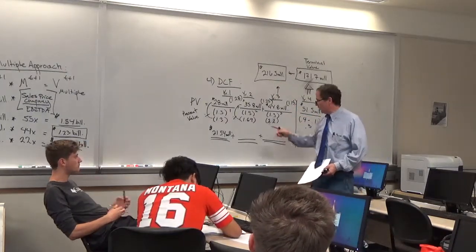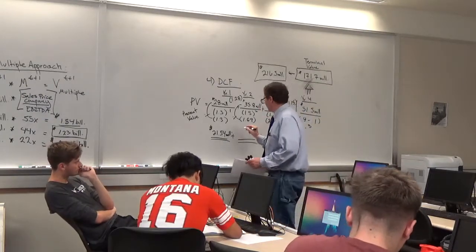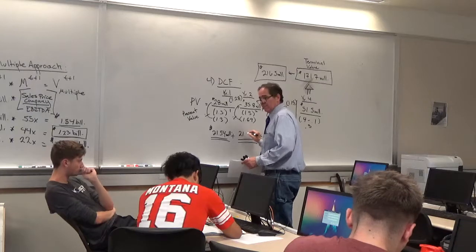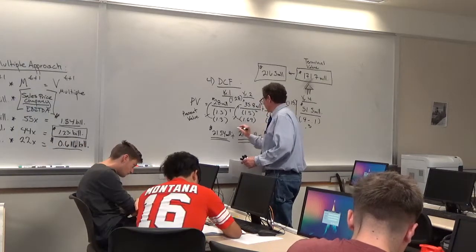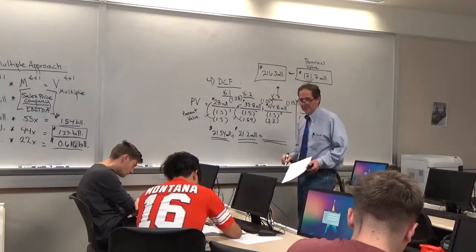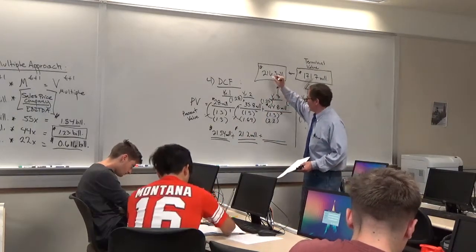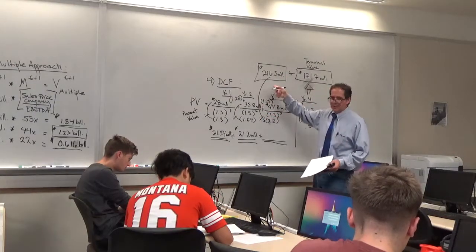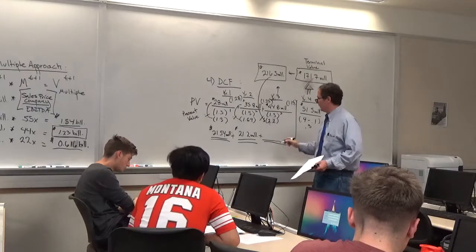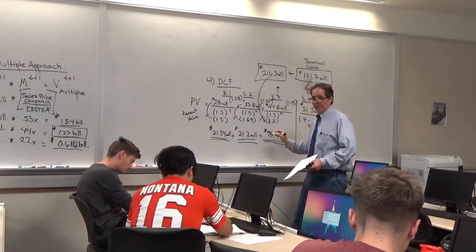Okay, so what's 35.8 divided by 1.69? 21.18. Got it. Now what do we do? Divide that large value by 2.2. Got it. And what's 216.5 divided by 2.2? 98.41. Got it.